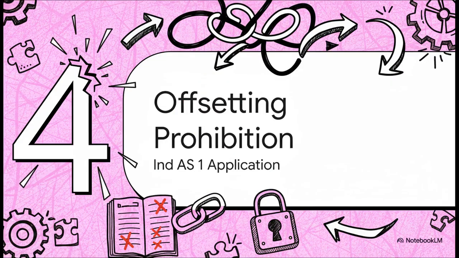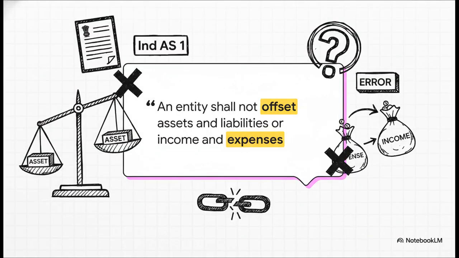Let's look at Section 4, the offsetting prohibition, Ind AS 1 application. Now we hit Ind AS 1, presentation of financial statements, specifically paragraph 32.